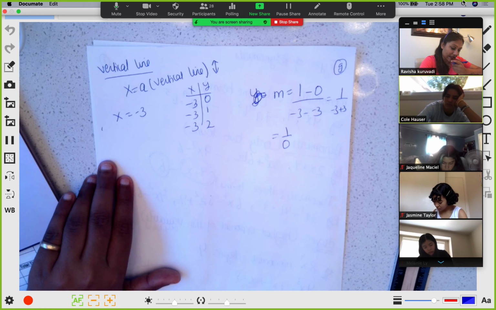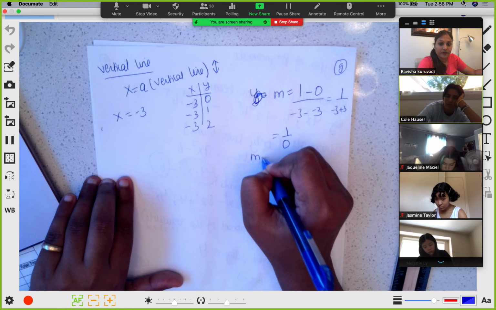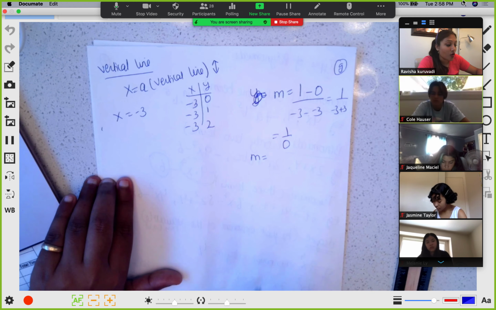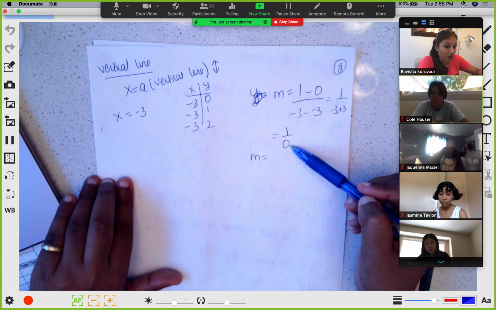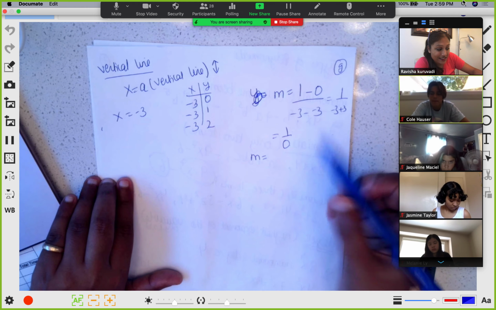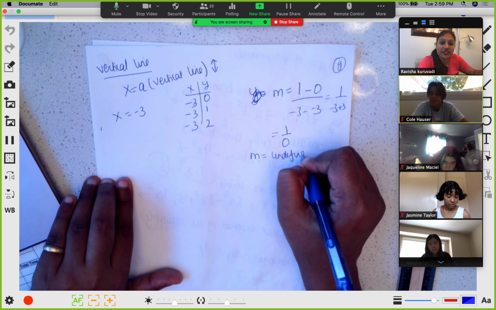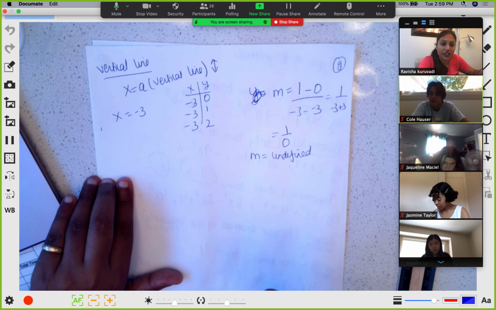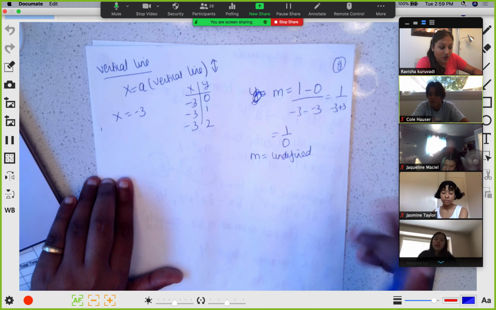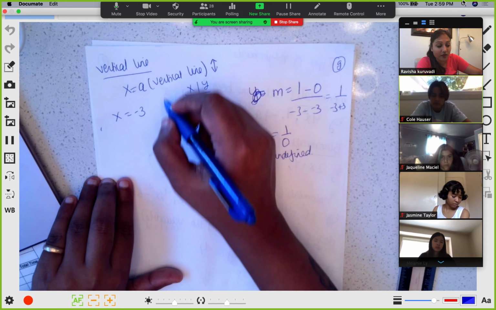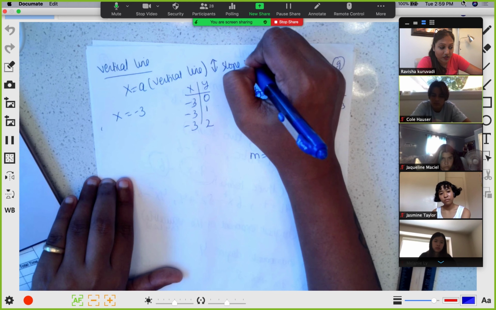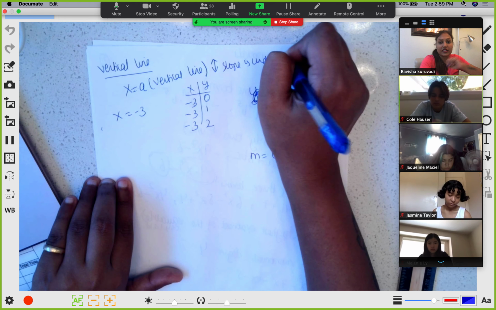So what is my slope in this case? Note my slope is not 0. 1 divided by 0 is not 0. If I have 0 in the denominator, at the bottom, my slope is undefined. That number is not defined. I cannot have 0 in the denominator. If I have 0 in the top, then it becomes 0. But if I have 0 at the bottom, that becomes undefined. So whenever I have a vertical line, x is equal to a, my slope is undefined. You cannot define a slope. Undefined.